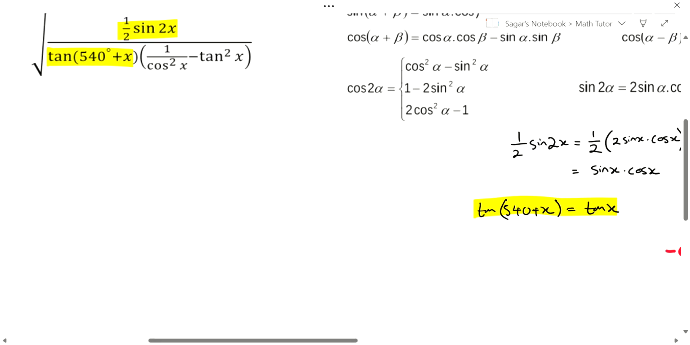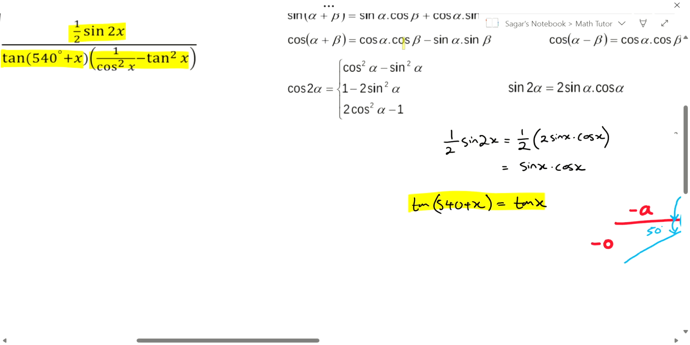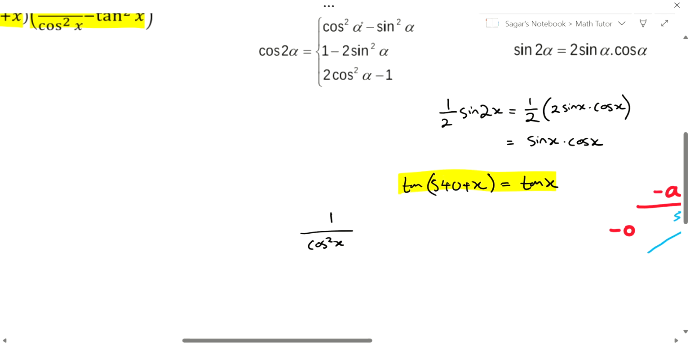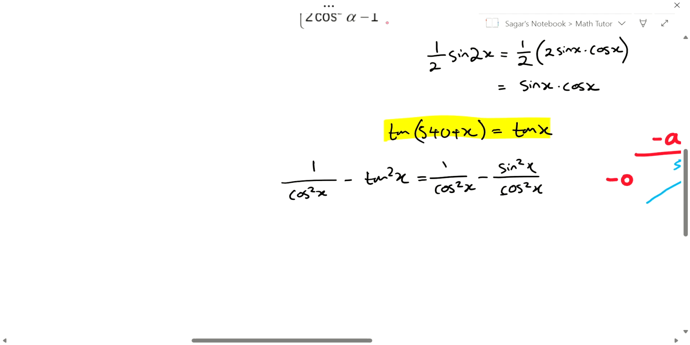Let us move on with the next expression. This one seems a bit tricky at first. Let us see. So we've got 1 all over cos squared x minus tan squared x, which is equal to 1 all over cos squared x minus sine squared x all over cos squared x. Just very quickly, remember that tan x is equal to sine x all over cos x.